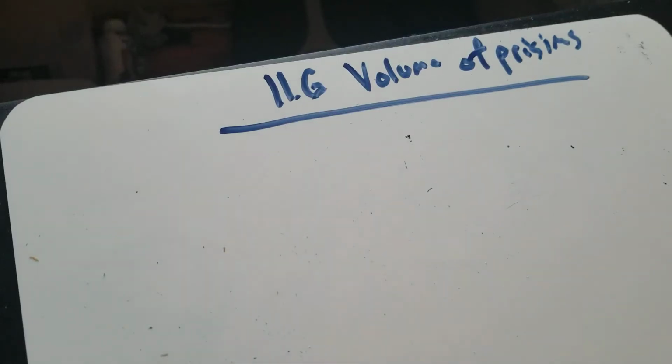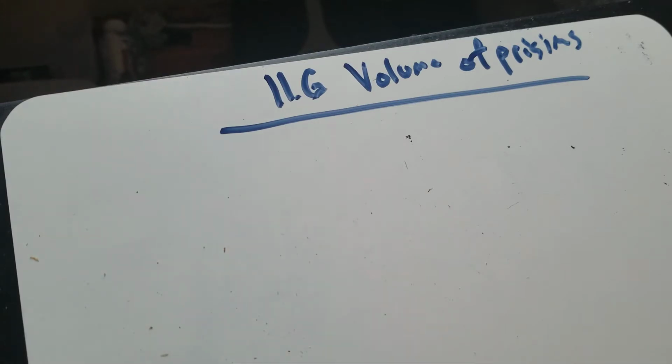Hey there, Geometry. Today's lesson is going to be on 11.6, Volume of Prisms. Yes, we did skip 11.4 and 11.5 due to the circumstances and the fact that these two things are not relatively too important to geometry. We're just going to skip right to 11.6, Volume of Prisms.